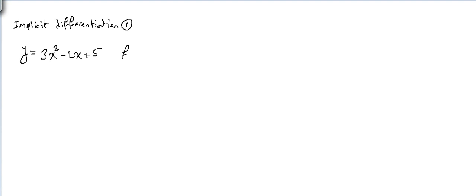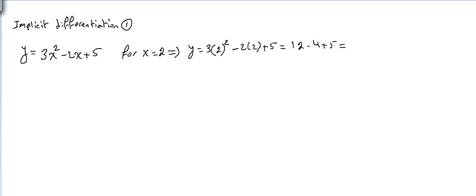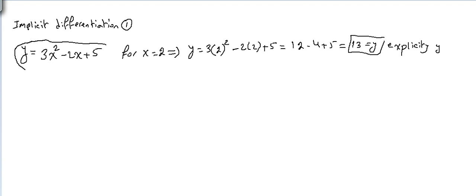If you set x equal 2, for example, this means y equal 3 times 2 squared minus 2 times 2 plus 5. So it will be 12 minus 4 plus 5. It will be 13. This y equal 13 is explicitly y. This equation is an explicit equation: y equal 3x squared minus 2x plus 5.